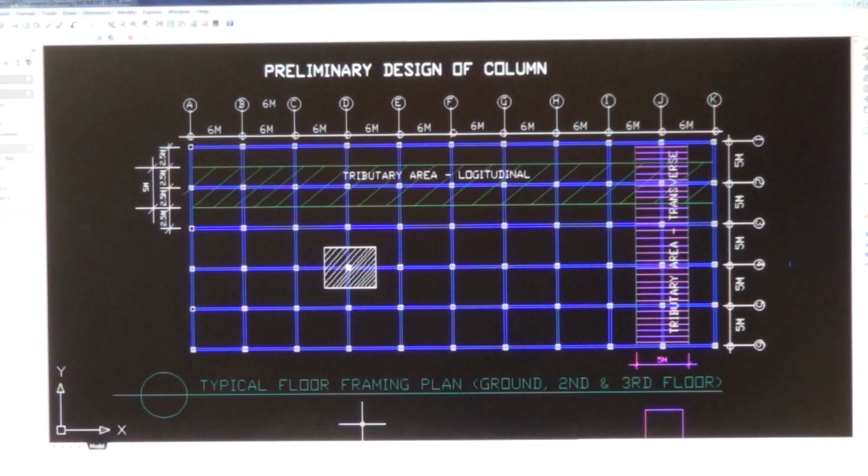Today we're going to be doing the preliminary design of the column. This is the typical floor framing plan, from ground floor, second floor and third floor. This model building is a 3-story building with basement, and all the floor framing plans of this building are typical. They're all the same, like this one here.